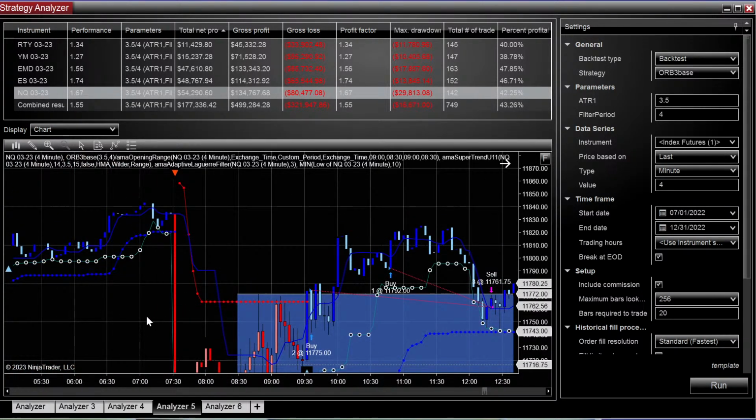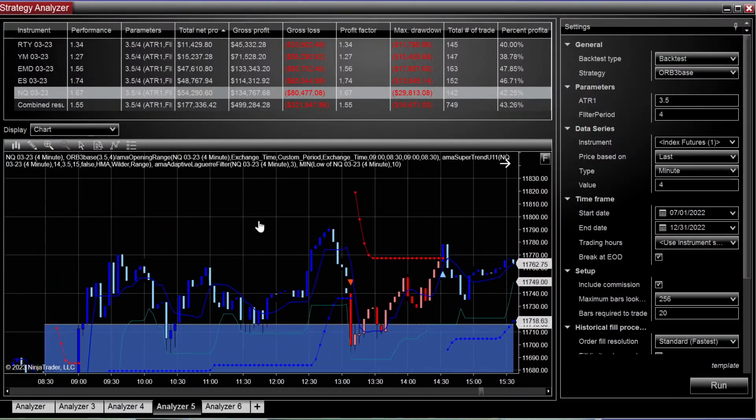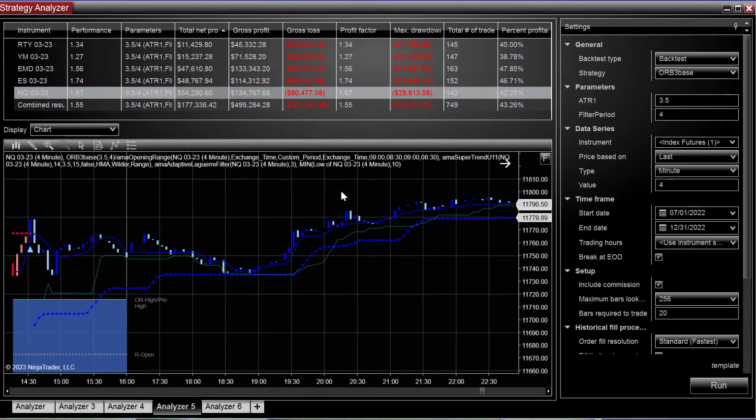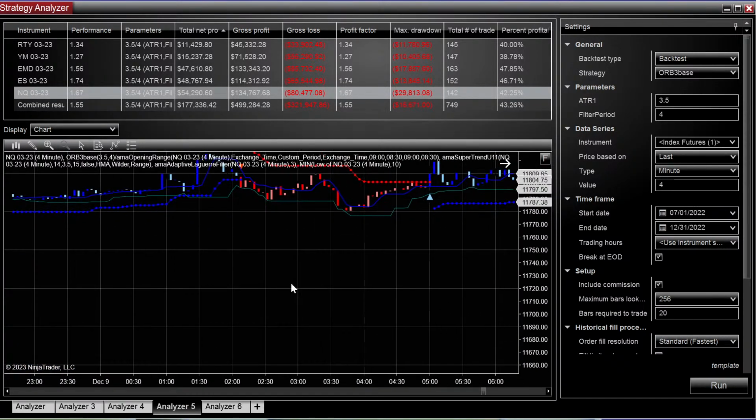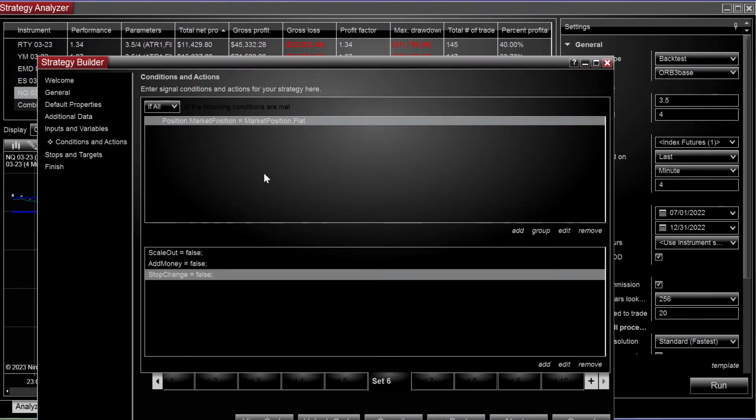So that's two potential pitfalls of this addition. So anyways, done with that. So let's go ahead and remove this new rule.